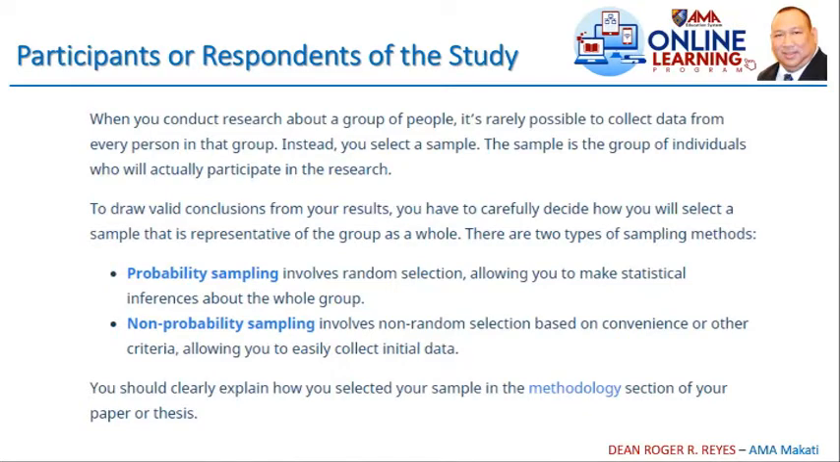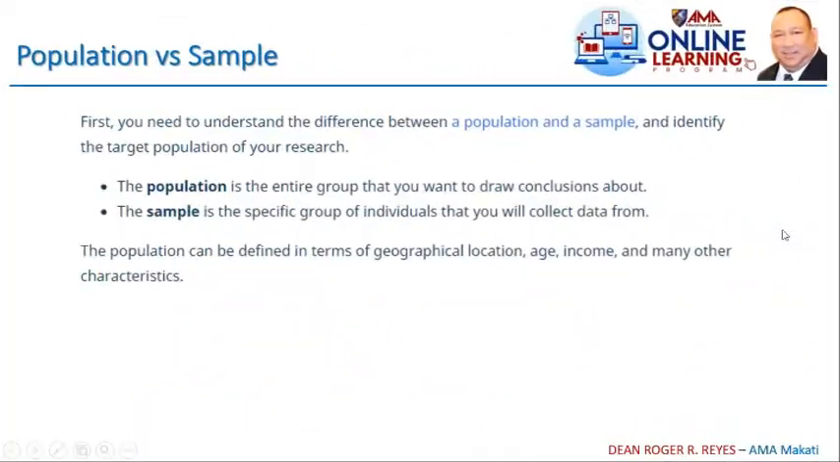There are two types of sampling methods, probability sampling and non-probability sampling. Probability sampling involves random selection, allowing you to make statistical inferences about the whole group. On the other hand, non-probability sampling involves non-random selection based on convenience or other criteria, allowing you to easily collect initial data. So you should clearly explain how you selected your sample in the methodology section of your thesis.